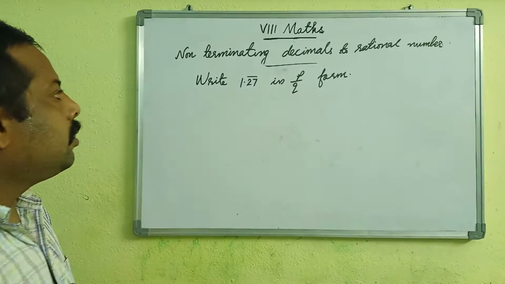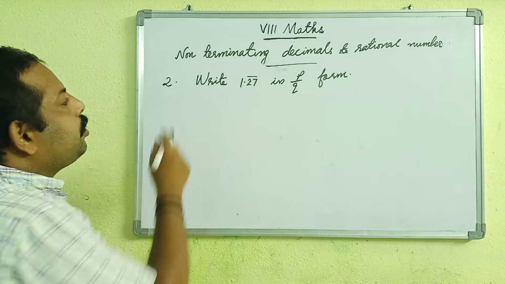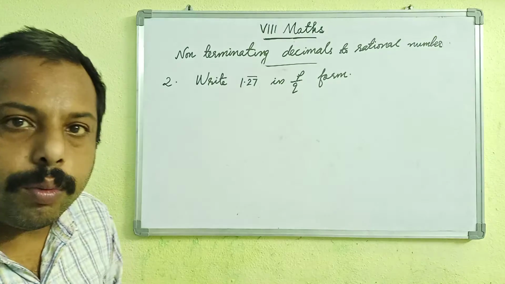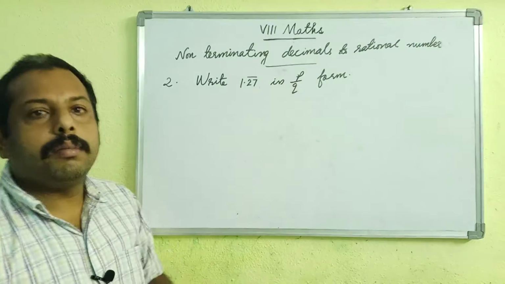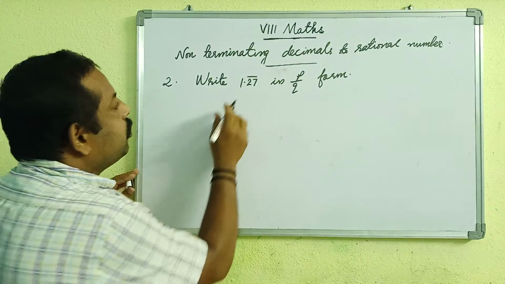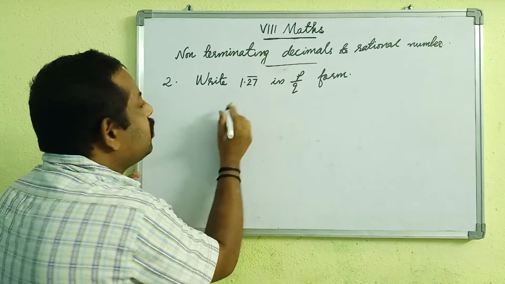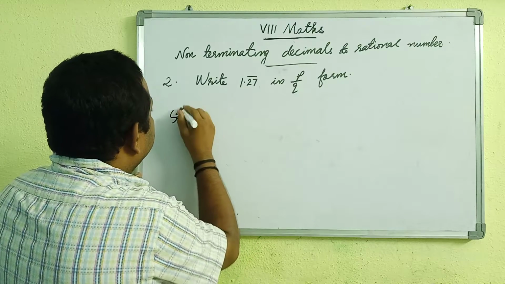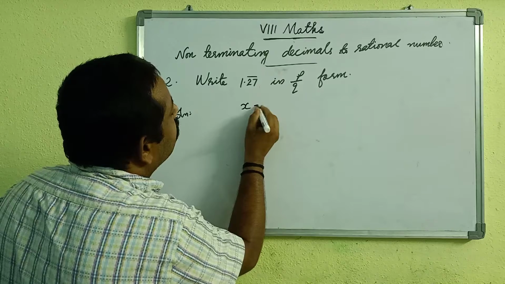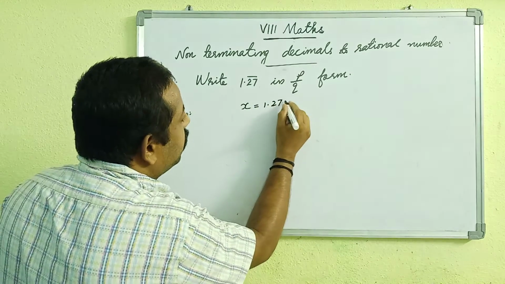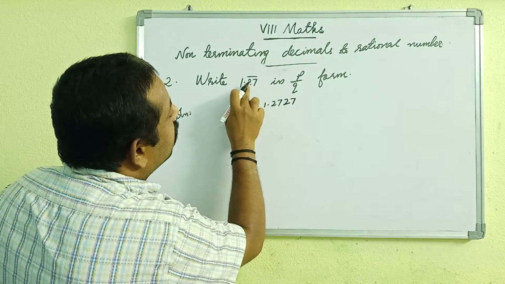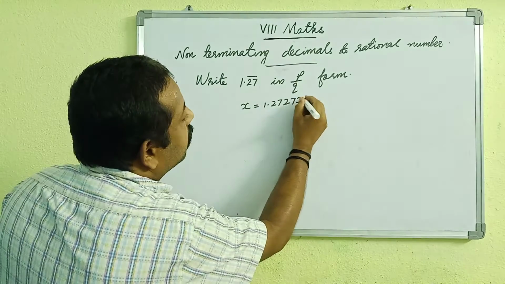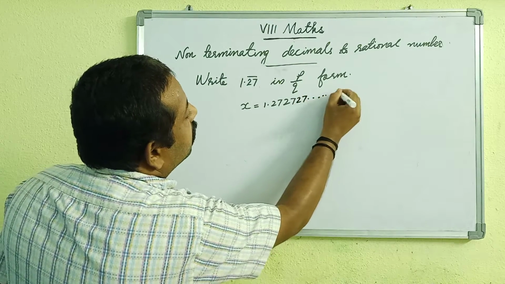Next question, write 1.27 bar in P by Q form. So, as we know, you want to convert this. Let us write x is equal to 1.27 bar. The bar indicates both 2 and 7 are repeated. It is the first equation.